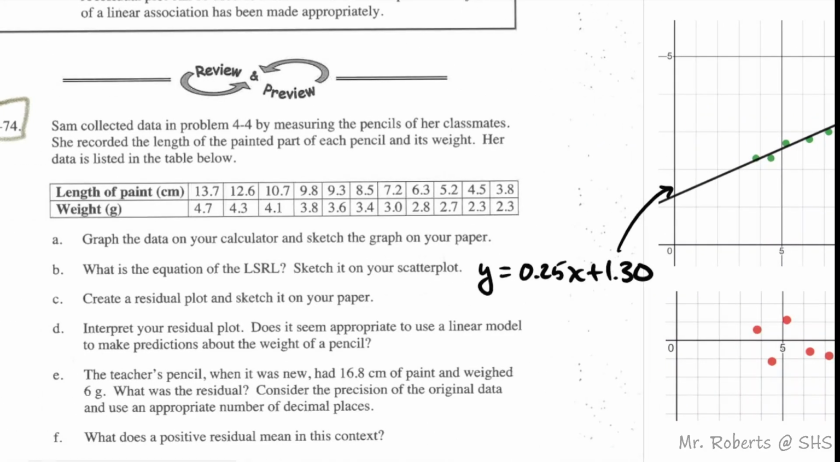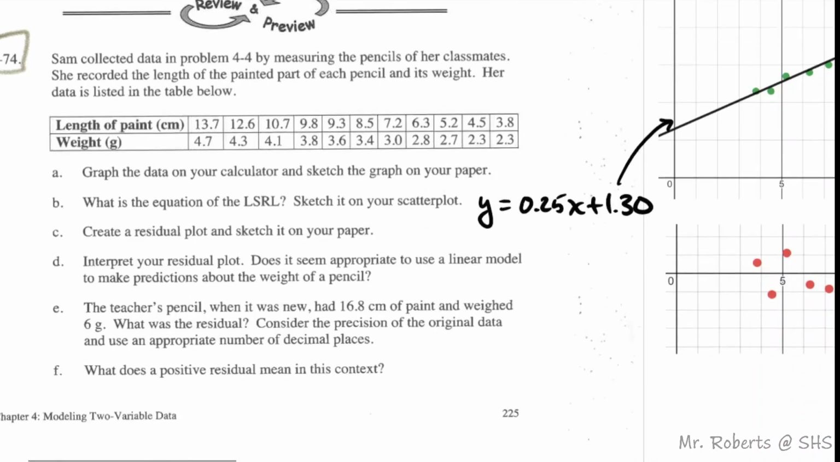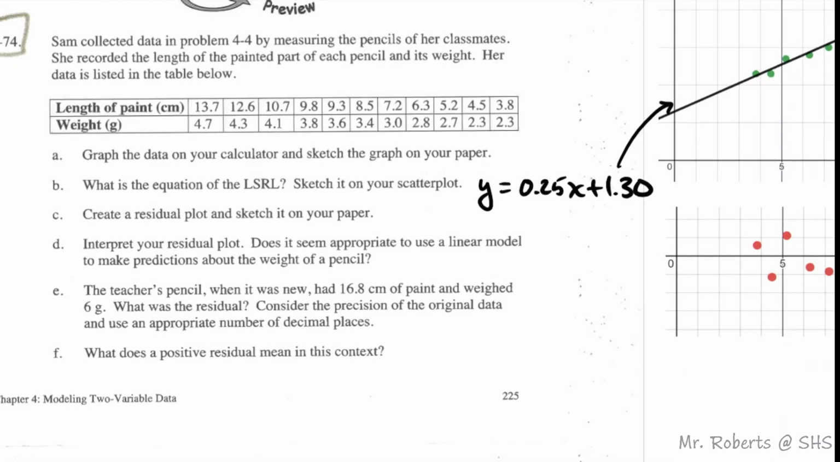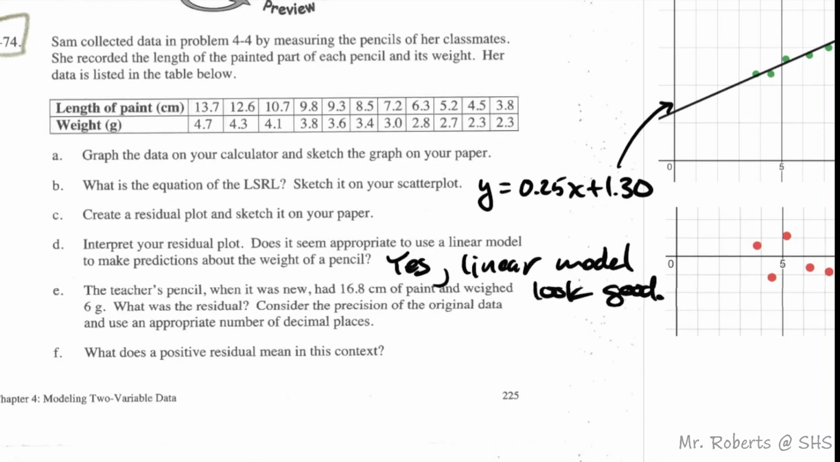So I'm going to say that a linear fit is probably good for this model. It says, interpret your residual plot. Does it seem appropriate to use a linear model to make predictions about the weight of the pencil? I would say yes, the linear model looks good.